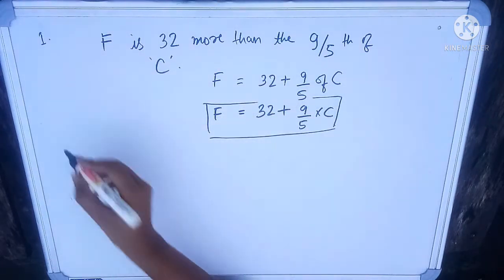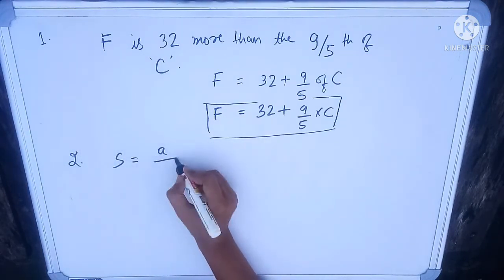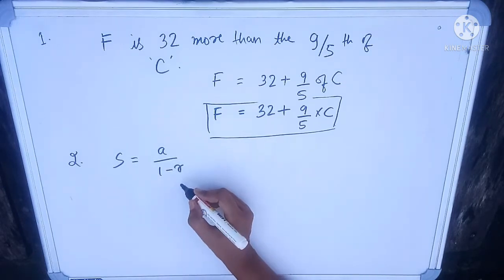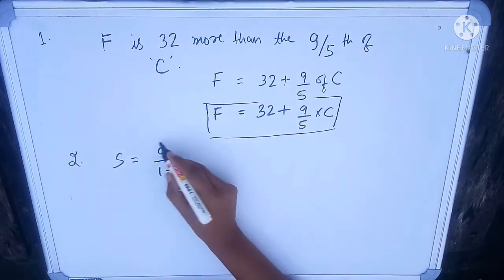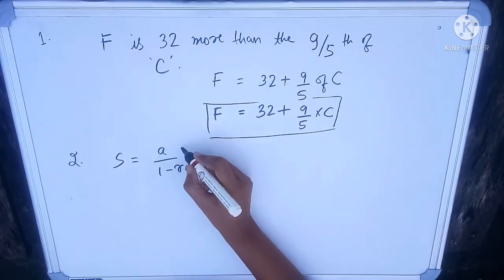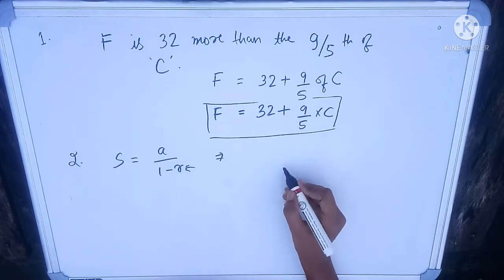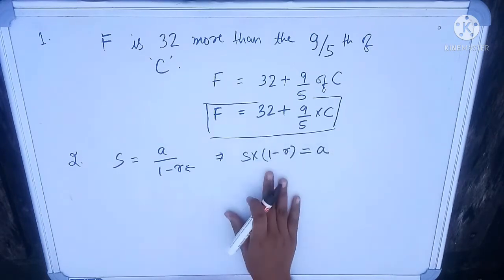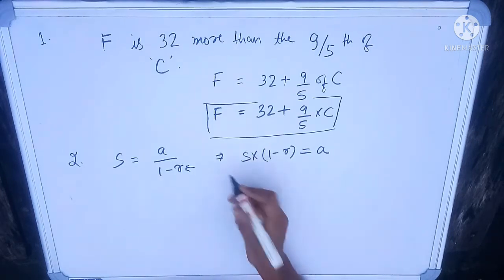The next question, question number 2. Here we have given S equals A divided by 1 minus R. Then we have to make R the subject. To make R the subject, we need to move everything to the other side, and also take this R into the numerator as it is given in the denominator. So the very first step is S multiplied by 1 minus R equals A. Now by doing this, we have converted this R to the numerator.